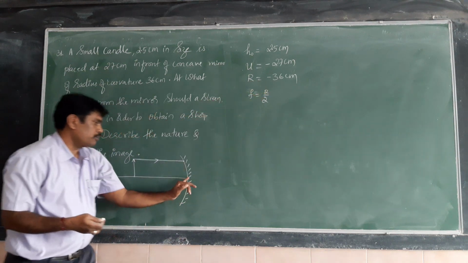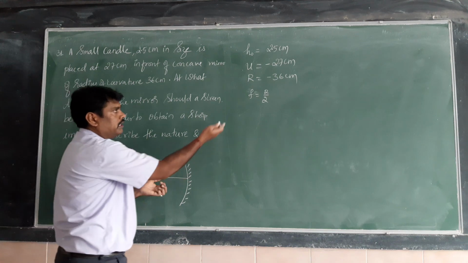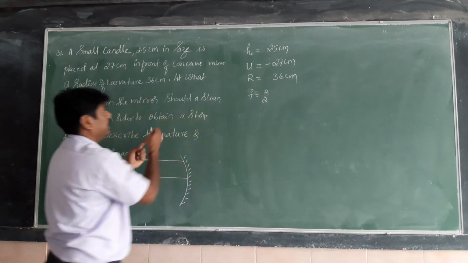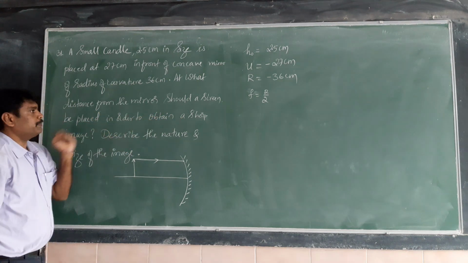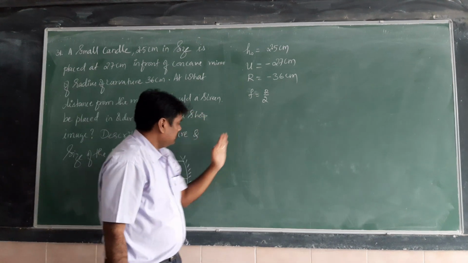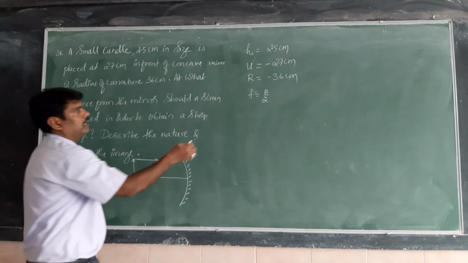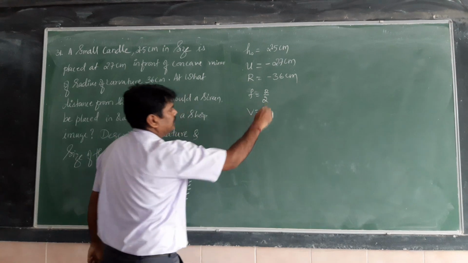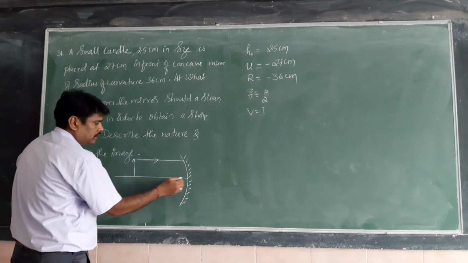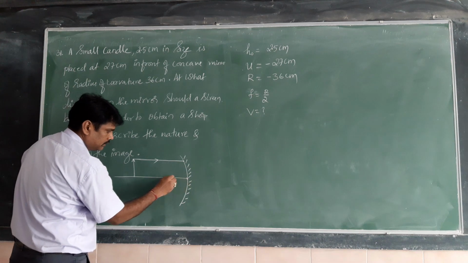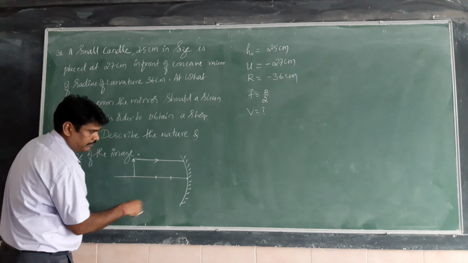The object distance is also minus. So wherever the image is formed, we need to calculate at what distance from the mirror a screen should be placed. To get the image, we need a screen in this place. That is, we need to calculate the image distance. And the nature of the image also has to be calculated. See here, this is the center. From here to here is the principal focus, center of curvature.